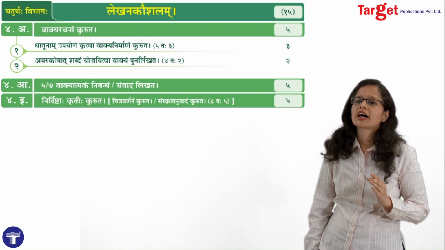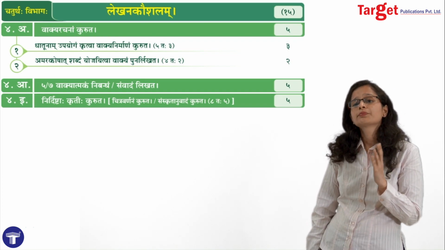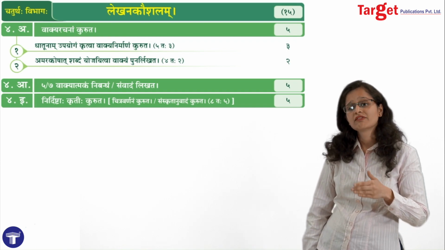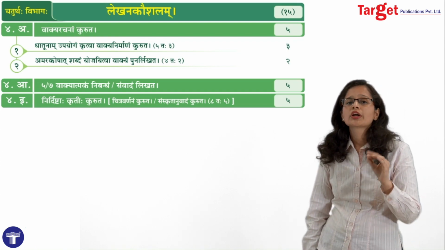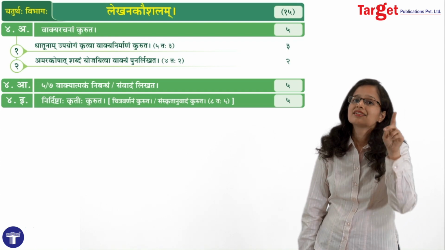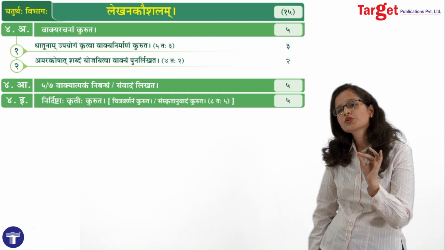Further we have Prashna 4a as Pancha Athva Sapta Vakyatmakam Nibandham Athva Samvadam Likhata. So you get option in writing either the essay or you can even write a dialogue in Sanskrit, which gives you 5 marks.